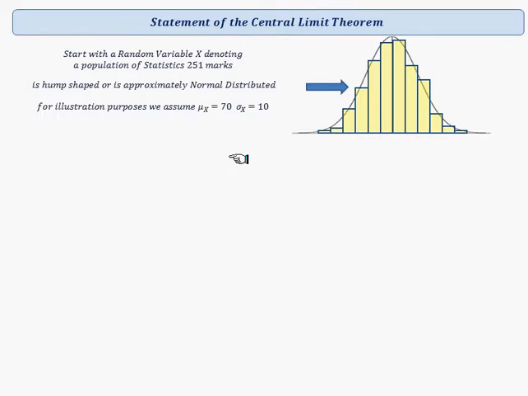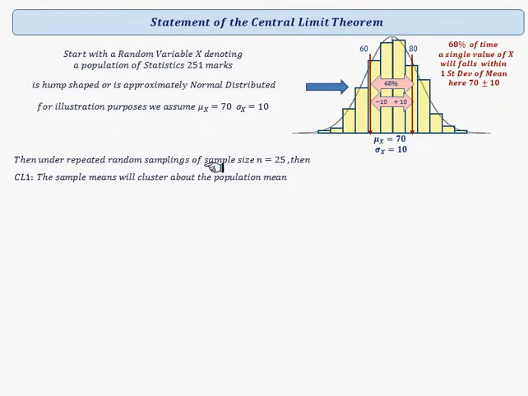They're normally distributed, with mean 70 and standard deviation 10. Within one standard deviation, or plus or minus 10 units of 70, two-thirds or 68% of the time, the x values will fall. That is between 60 and 80. Now we're going to look at the sampling distribution based on sample size n equal 25. We've taken some examples here.